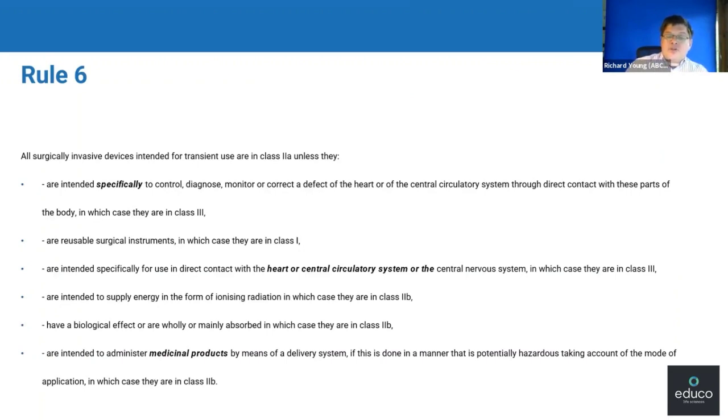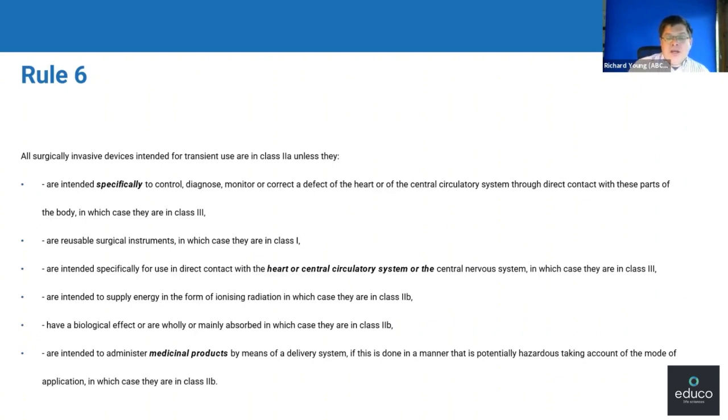Devices intended specifically, an important word, specifically, for use in direct contact with the heart or central circulatory system or the central nervous system are in class 3. So if you're making an instrument, specifically a neurological instrument or a heart instrument, a heart clamp or something like that, yeah, that's going to be a class 3 product.